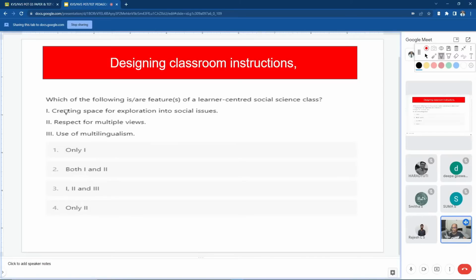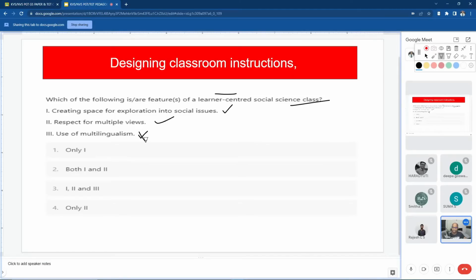Yes. So which of the following are features of a learner-centered social science class? If you are teaching social science in the classroom, what features are important? Creating space for exploration into social issues. Okay, they will ask so many questions about the topic which you are explaining. Then respect for multiple views. If you say that Gandhi is the greatest person, they will say no sir, Subhash Chandra Bose is the greatest person. So multiple views. But what about use of multilingualism?